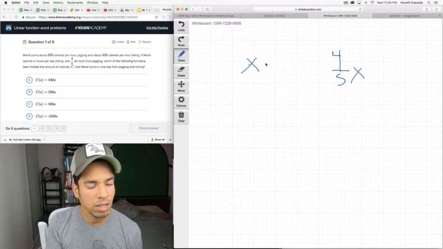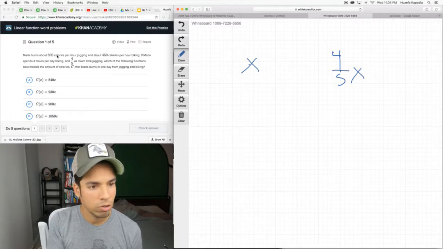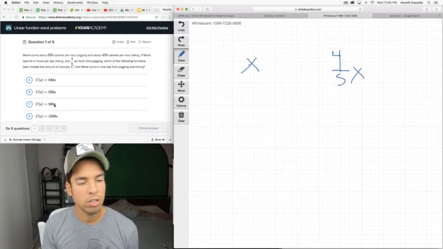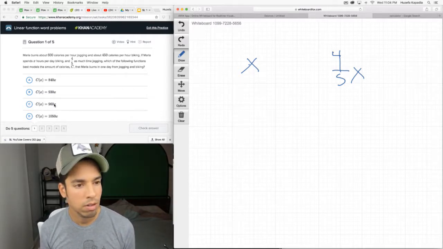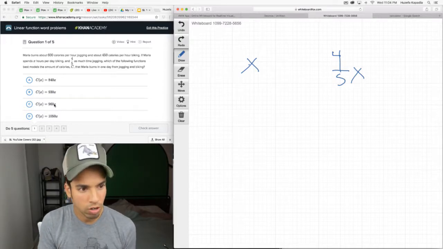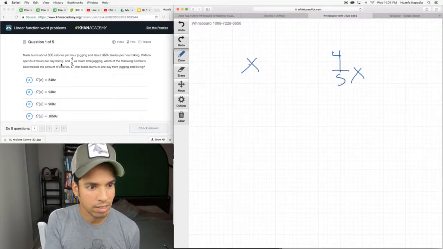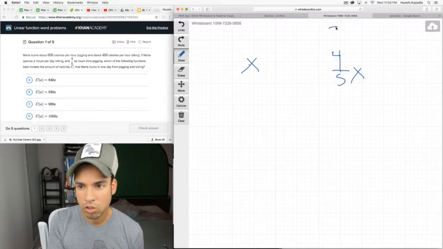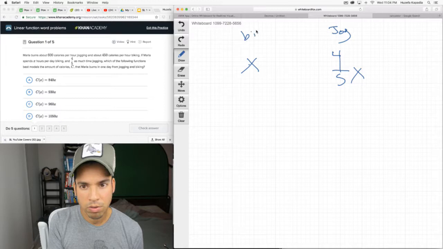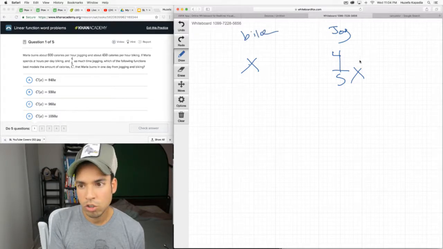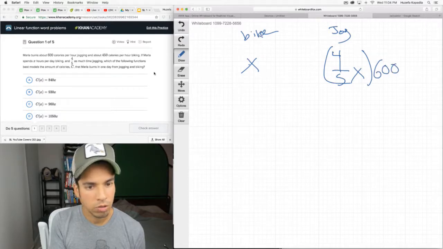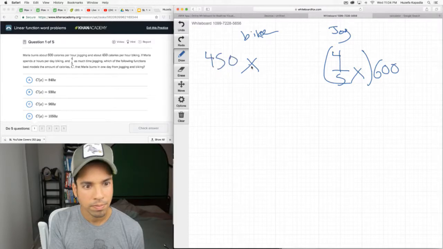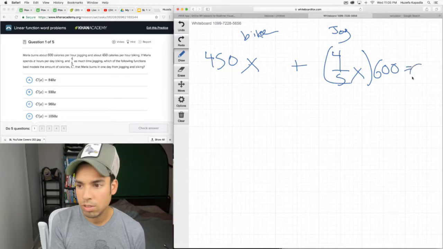So basically, she burns 600 calories per hour jogging, so 600 calories times the number of hours she jogs. She spends X hours biking and 4/5 X jogging. See, they reverse the order, which makes it tricky. So we multiply 600 by the jogging hours, and we multiply 450 times the biking. Then what she burns in a day, well, we just add these, and that equals C of X.